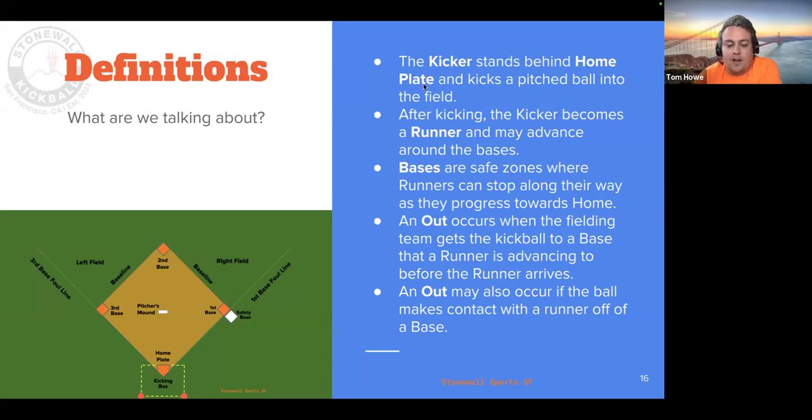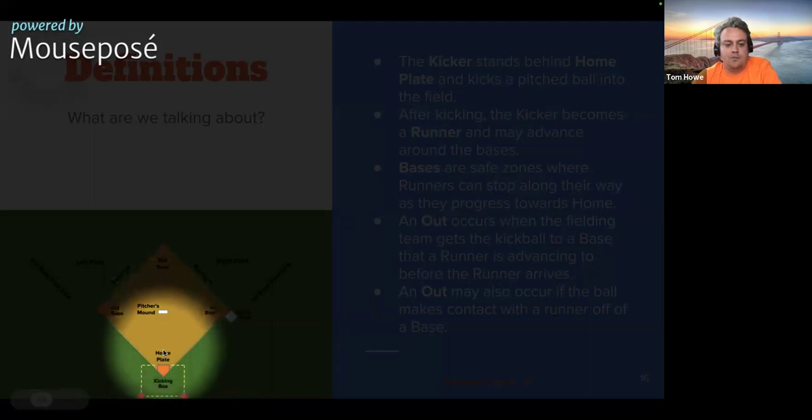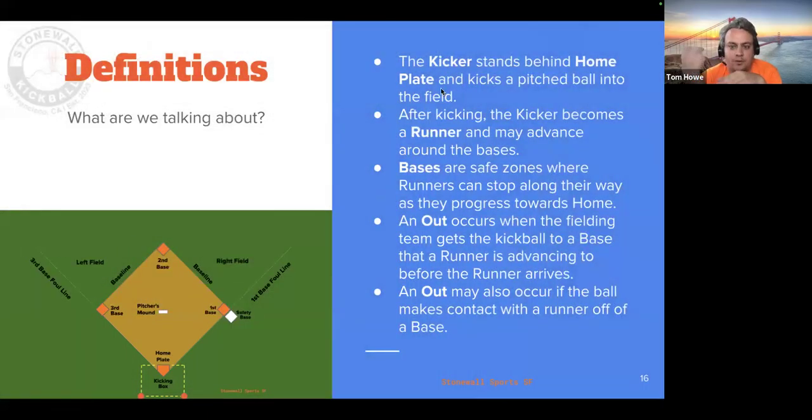So let's talk about some vocabulary, speaking of outs. When we talk about the kicker, the kicker in kickball is the individual from the kicking team who is currently up to kick the kickball. If you're familiar with softball or baseball, this would be analogous to a batter. Every single play is going to start with the pitcher releasing the kickball towards home plate. And right behind home plate is where the kicker stands. So the kicker is whoever from the kicking team is set. Everybody takes turns. It's the individual whose turn it is to actually kick the ball. So that is who the kicker is. They stand behind the home plate.